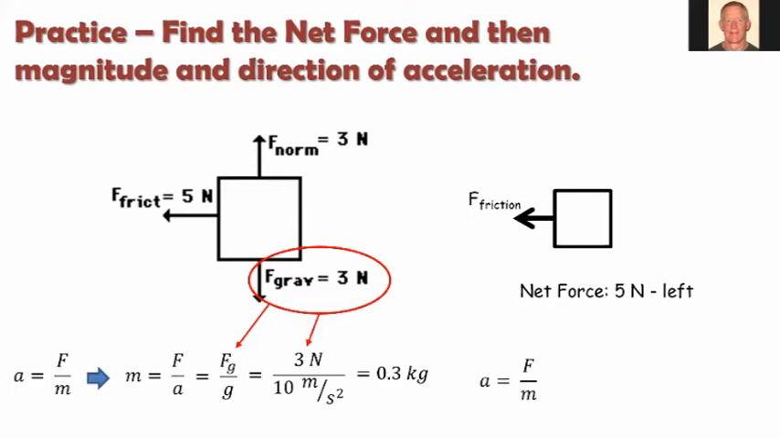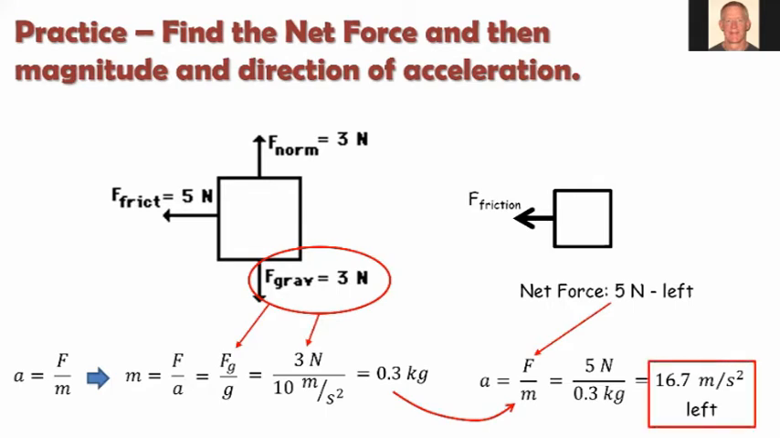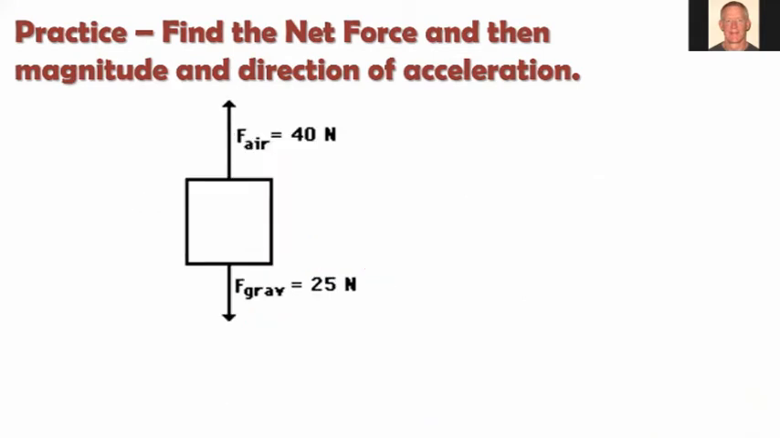All right, now that we know the mass, we can use that with the net force of 5 newtons and solve for the acceleration. So 5 divided by 0.3 gives us about 16.7 meters per second squared. Now, what direction would it be? Well, the net force is to the left, so the acceleration will also be to the left. All right, let's do another one here. See if you can work through this one.